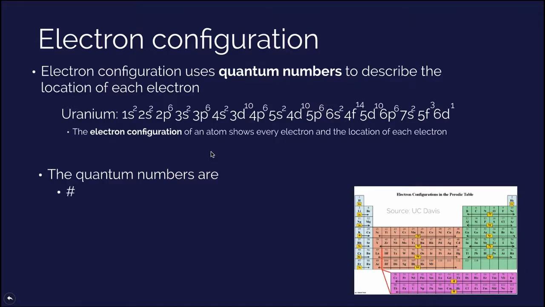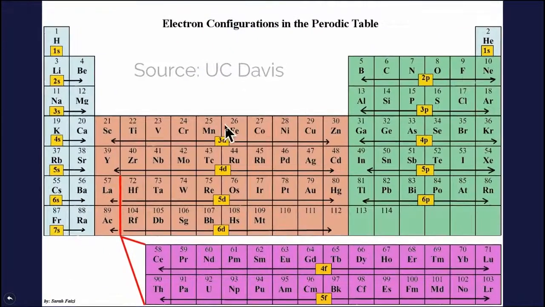So the first one is the number. It's the large number we have. So on this one, two, two, and three. Those numbers represent the energy level or the row on the periodic table. So for these, let's start here on the left side. I can have the 1s block here, 2s, 3s, 4s. Notice that I'm just counting down in order.